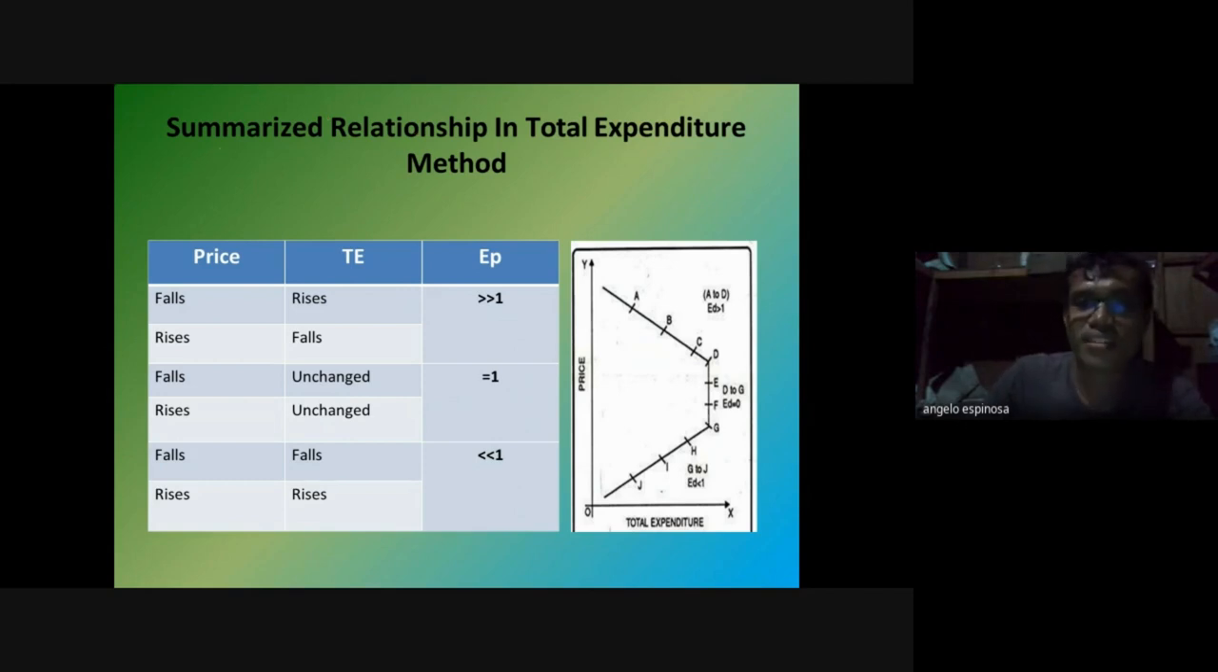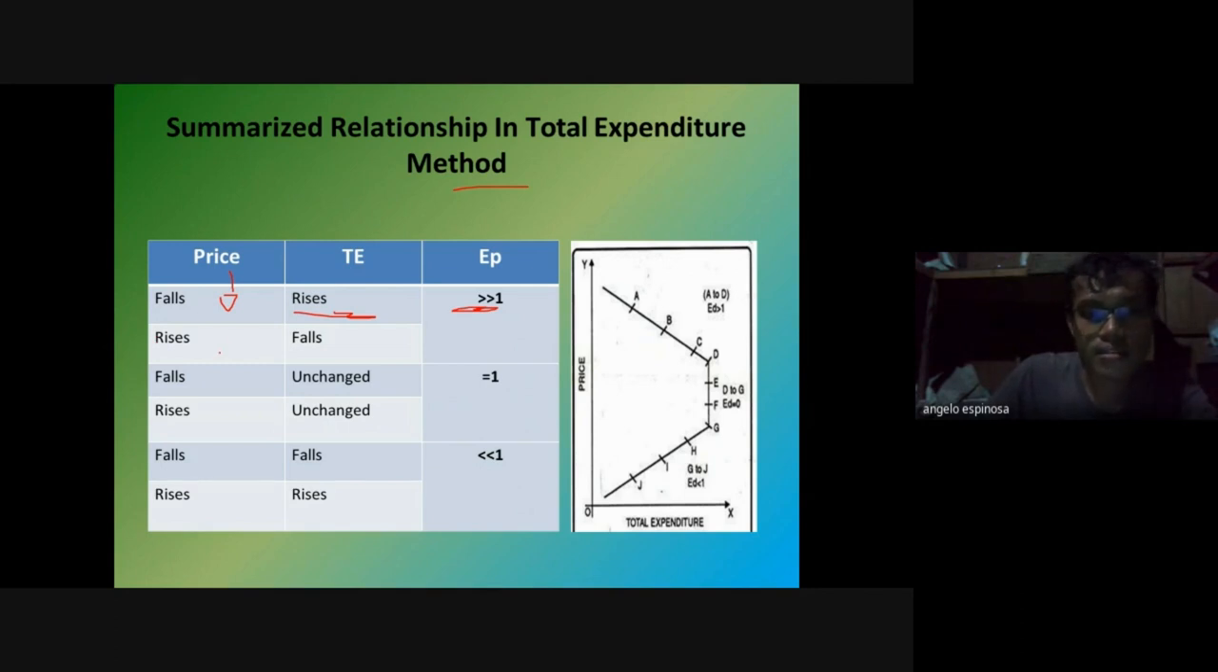Summarize relationship in the total expenditures method. So pag bumaba ang price, there is a total expenditure rises, and that is what we call a greater than one. Okay, the price elasticity is greater than one.